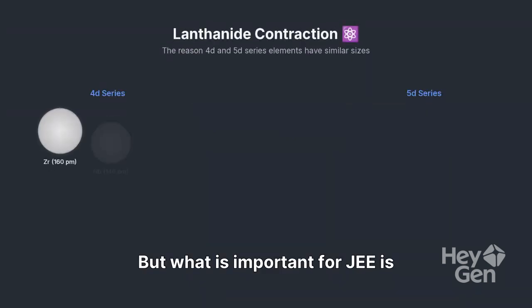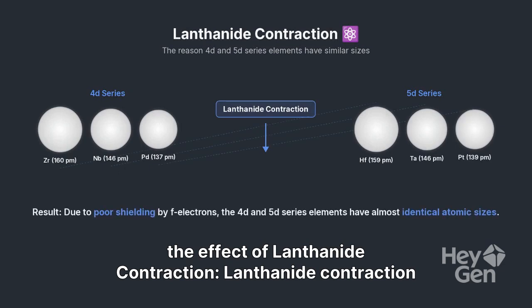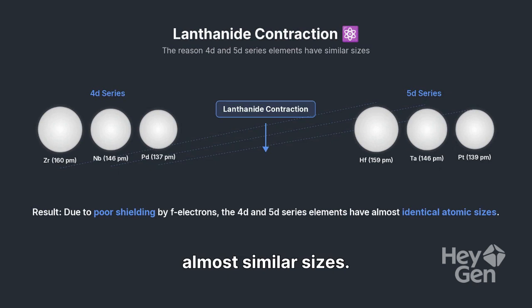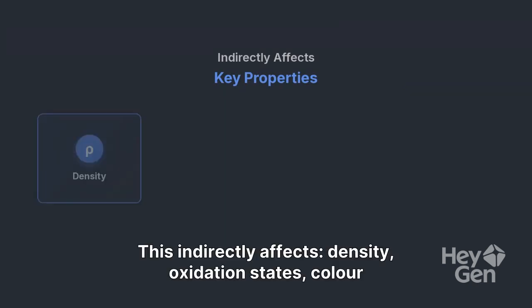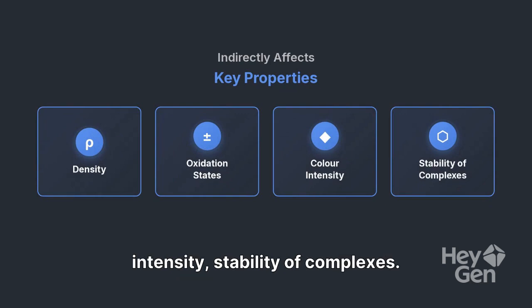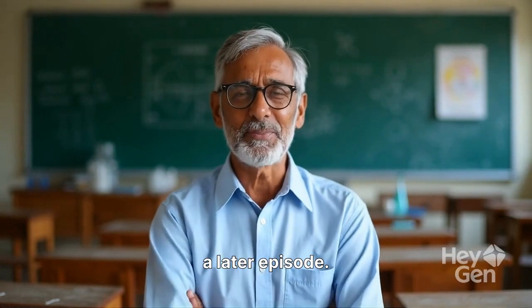But what is important for JEE is the effect of lanthanide contraction. Lanthanide contraction causes 4D and 5D elements to have almost similar sizes. This indirectly affects density, oxidation states, color intensity, stability of complexes. We will discuss contraction in detail in a later episode.